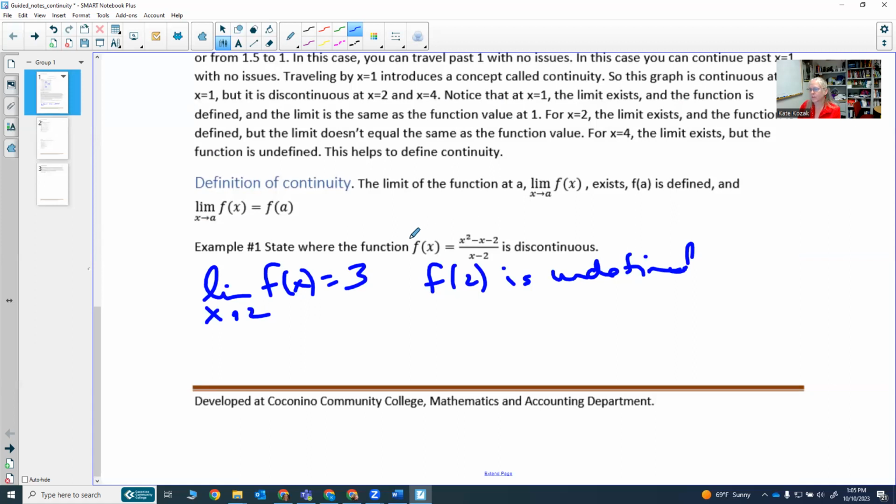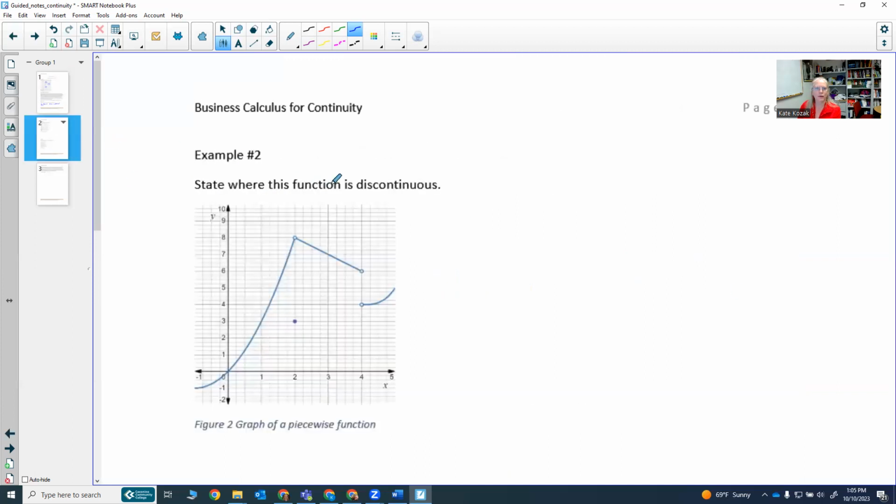Think of it where the city fills a pothole. They were able to remove the hole in the road and make the road continuous. Similar idea here. So now example number 2, we want to state where this function is discontinuous. So the solution is there's a hole at x equals 2. So it is discontinuous at x equals 2.